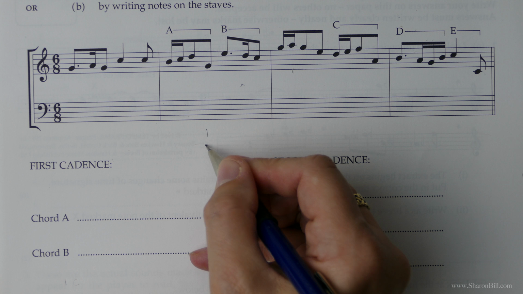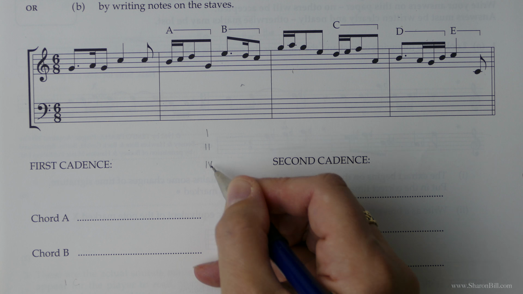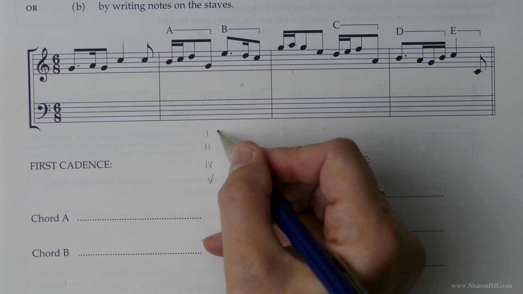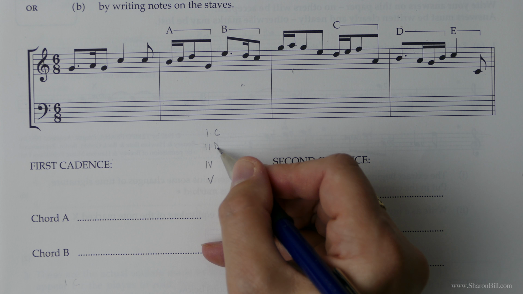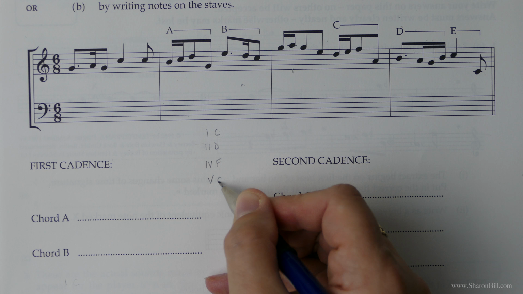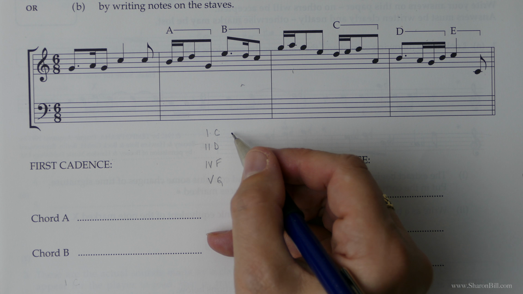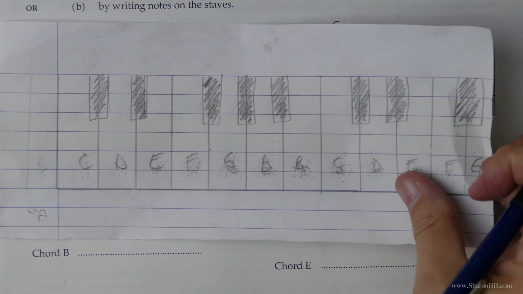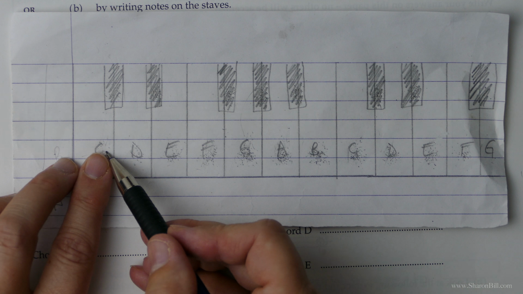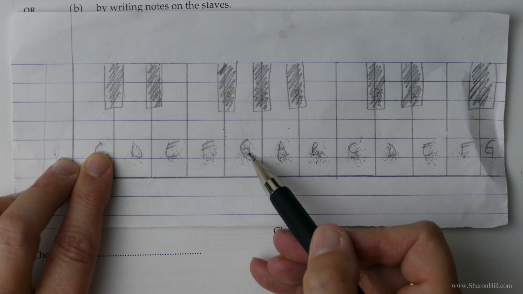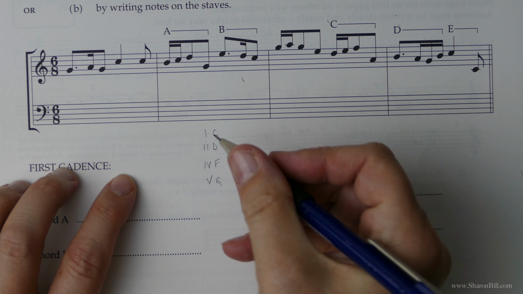So chords 1, 2, 4 and 5. So of course chord 1 must be based on C. So counting up the scale, 1, 2 is D, E, F, G. And we need to write the 1st, the 3rd and the 5th. If you find that difficult to visualise, just have a quick sketch of a piano keyboard. 1st, 3rd, 5th, C, E, G.